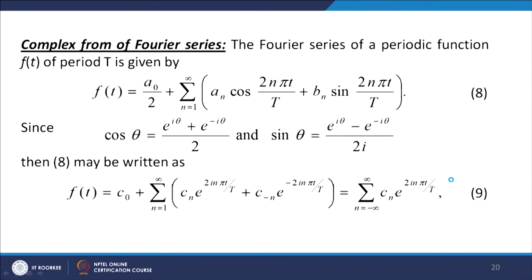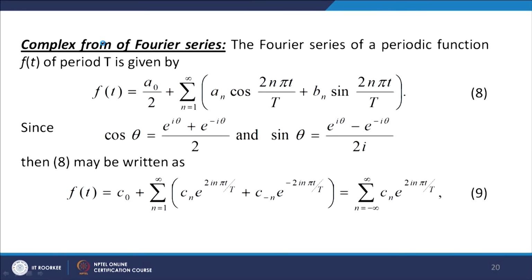Now the complex form of the Fourier series. The Fourier series of a periodic function f of period T is given by a naught by 2 plus sigma n equal to 1 to infinity of a n cos(2 pi n t / T) plus b n sin(2 pi n t / T). Let us put cos theta equal to (e to the power i theta plus e to the power minus i theta) by 2, and sin theta equal to (e to the power i theta minus e to the power minus i theta) by 2i. Then equation 8 can be written like this. So, let us see how we get this.